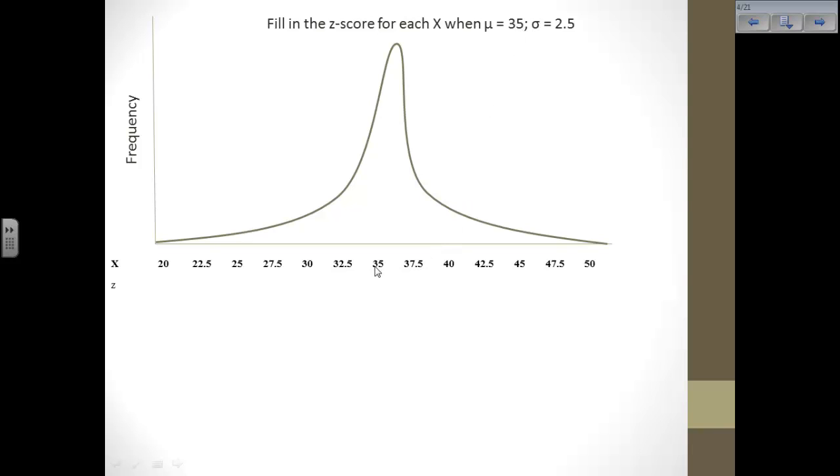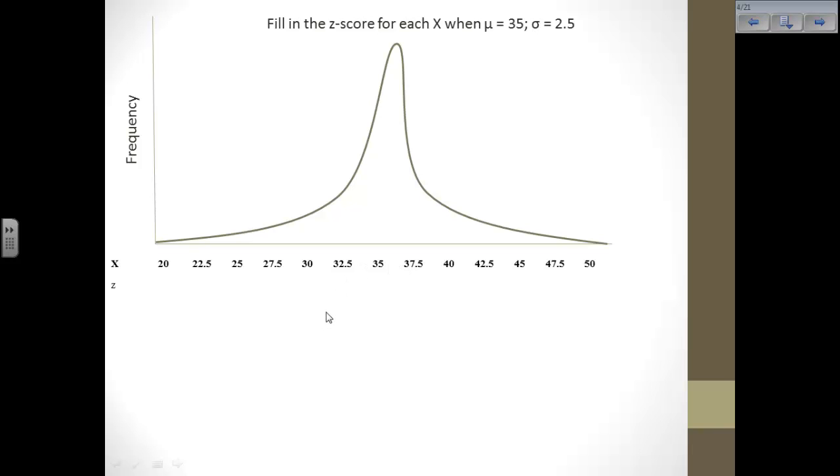35 minus 1 standard deviation is 32.5. So if you remember the empirical rule, which we're going to talk about in a little bit, you would know that 68% of scores fall between 32.5 and 37.5, or within 1 standard deviation of the mean.